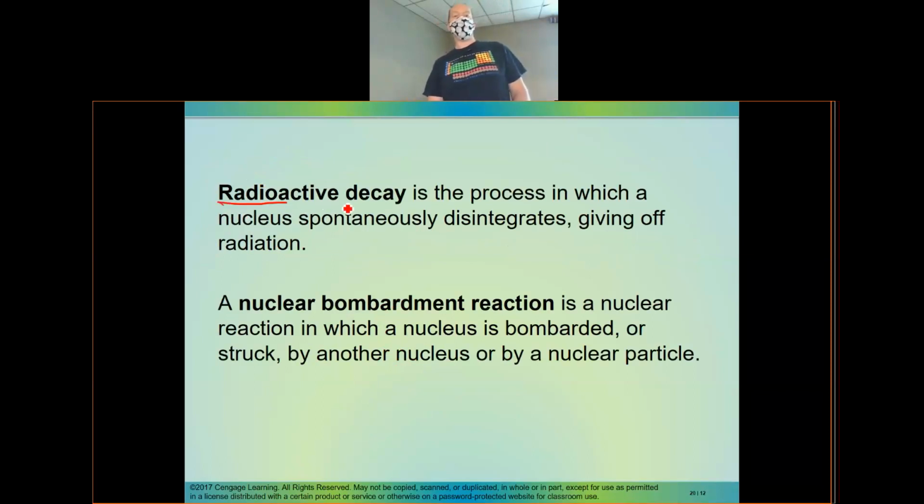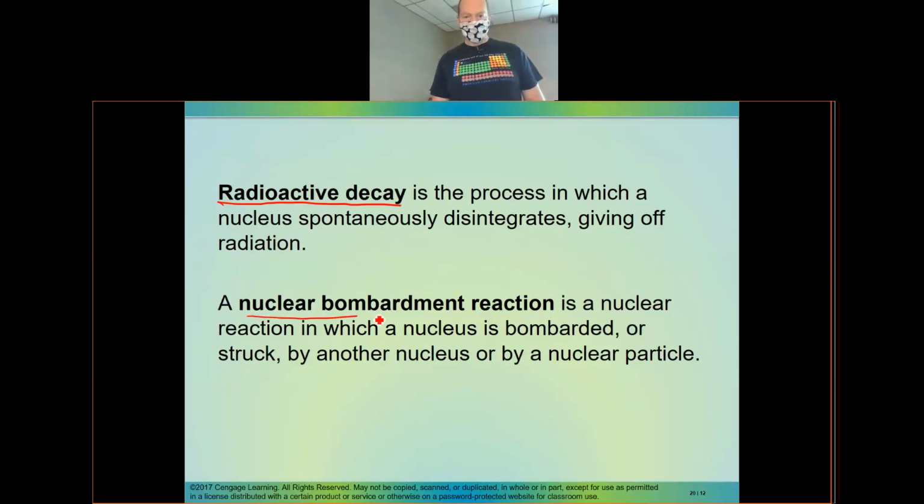So we have radioactive decay. We have things that are radioactive. That means that they are spontaneously giving off radiation. So you have a spontaneous reaction, and so, of course, your delta G is negative. They are decaying, giving off a particle.